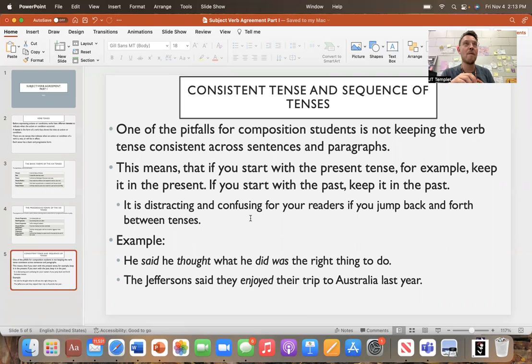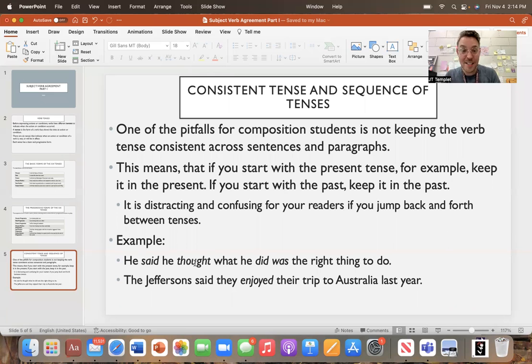If you're talking about something in the present and then all of a sudden you shift into the past, your reader's like, wait. How is this occurring previously? You're talking about what's happening now. So let's look at some examples of this done well. Notice this sentence has a lot of verbs. He said, past. He thought, past. What he did was, past, the right thing to do.